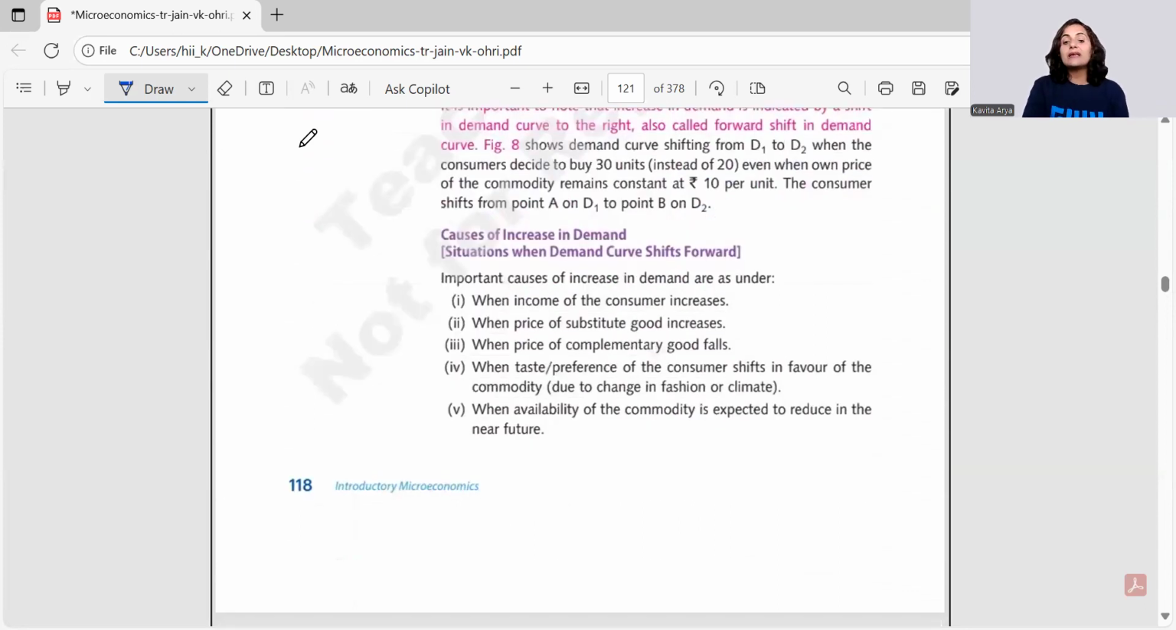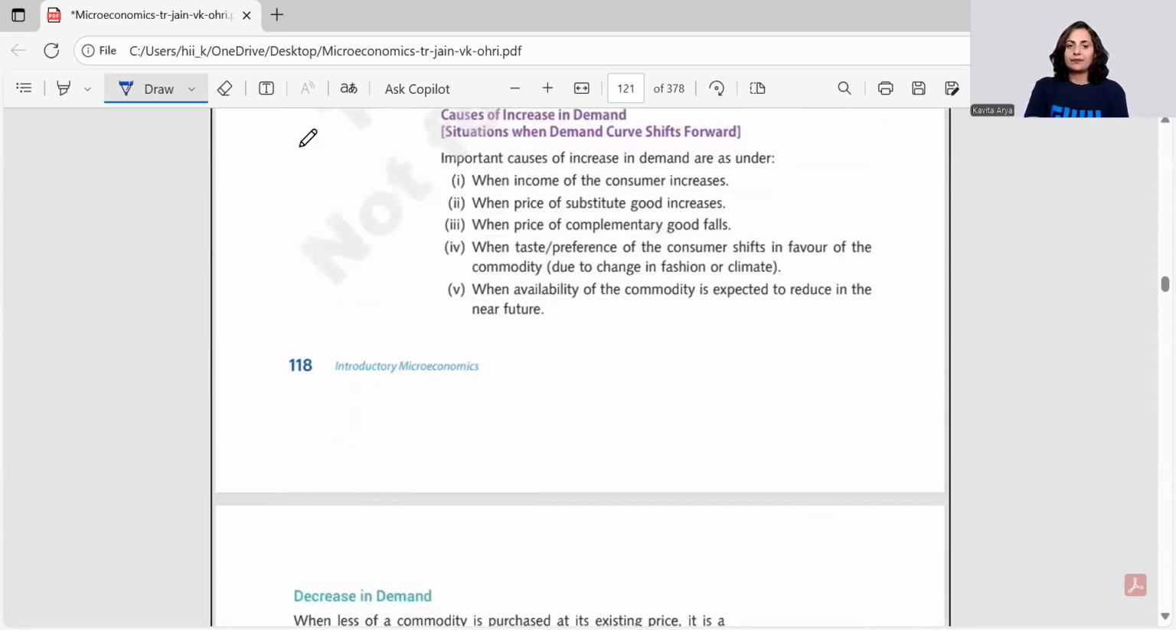Now the cases of increase in demand curve. Increase or the rightward shift. When would it be? The income increases, it is talked about for normal goods, right? Because for inferior goods, if the income increases, we would show a negative shift, right? When the price of substitute goods increases and for complementary goods it falls, and the tastes and preferences are in favor, and the availability of the good is expected to reduce in the future. So what would you do? You would buy it more. So there would be increase in the demand, right?